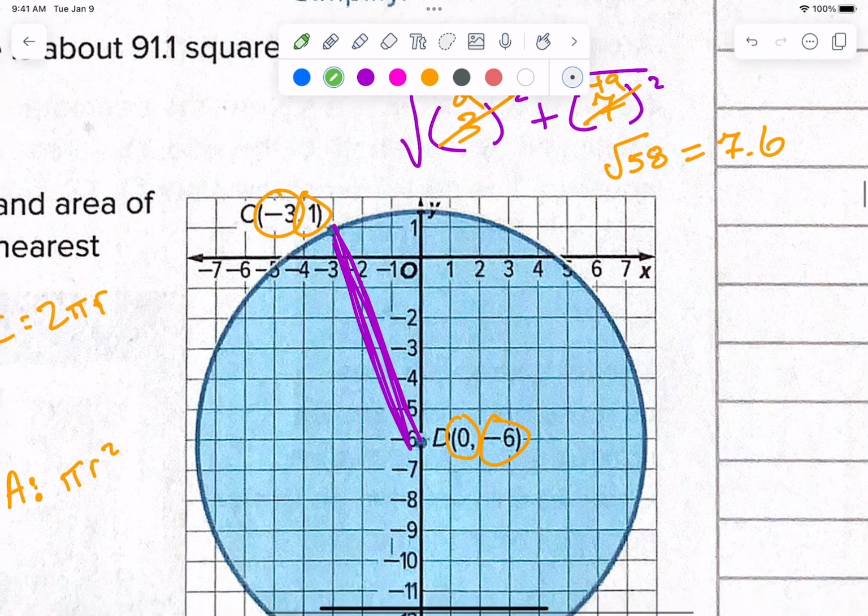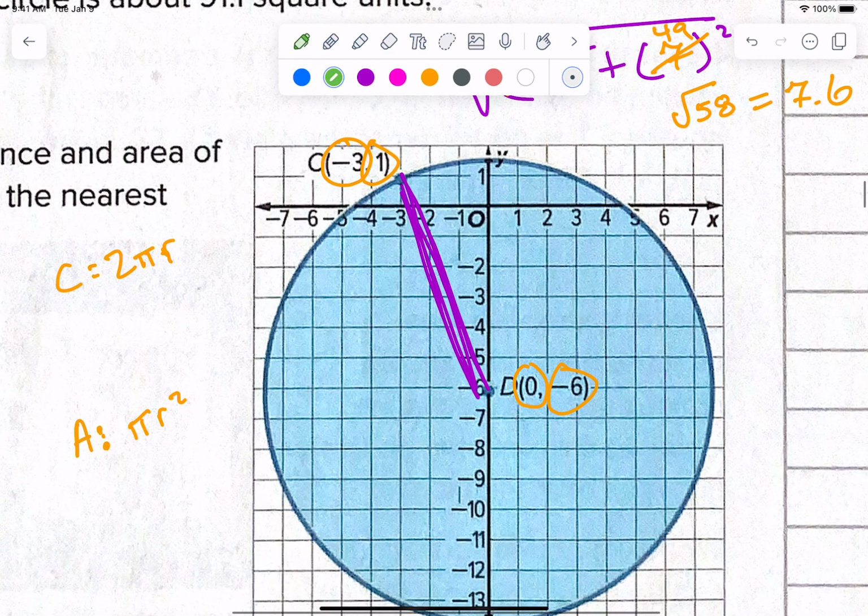Okay, 7.6. Alright, now you calculate the circumference. The radius is 7.6. Figure out circumference and figure out area. Go. We'll check them here in a second. Circumference and area.